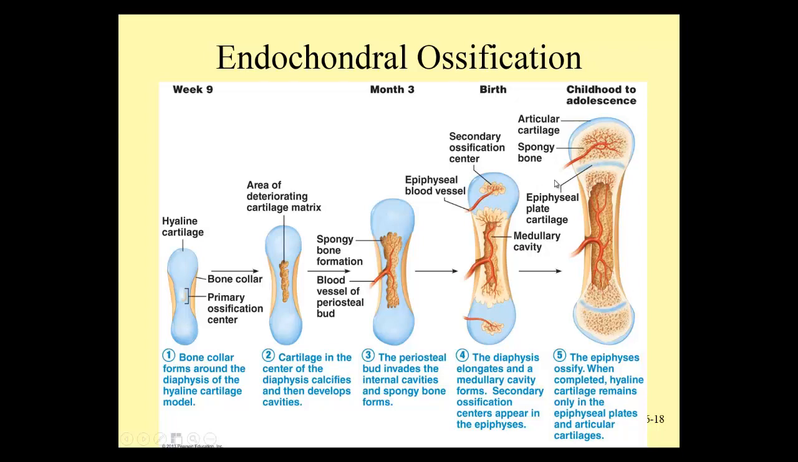So we see that on both sides of the bone, these remnants of hyaline cartilage at the epiphyseal plate and the articular cartilage. And again, osteoclasts are carving out this medullary cavity. Remember that that's filled with yellow marrow as adults, but prior to adulthood, there's red marrow in the medullary cavity as well as in the epiphyses.